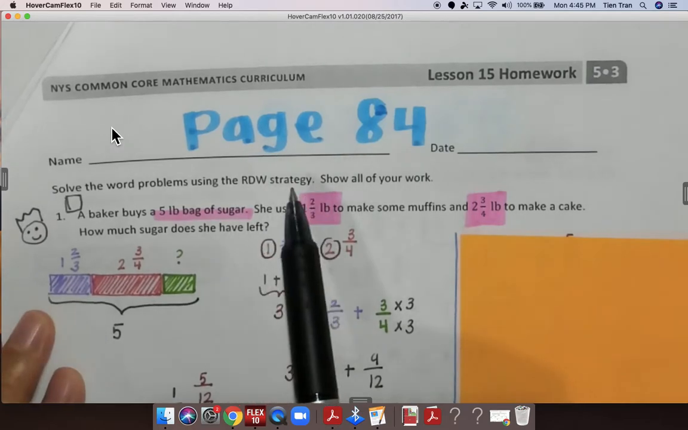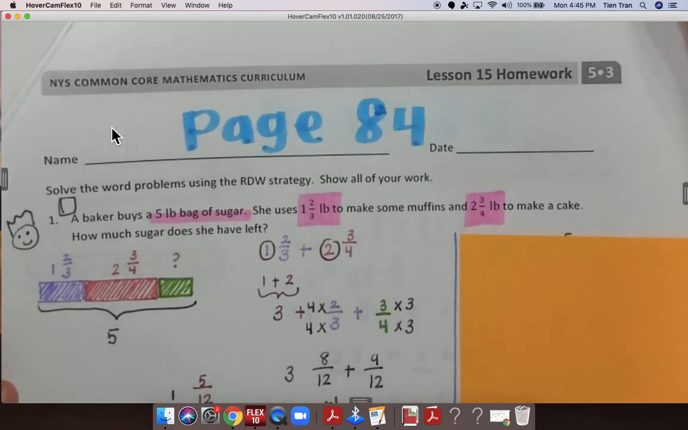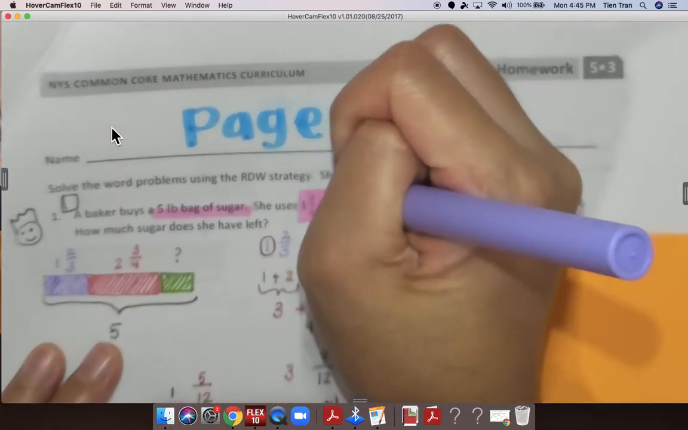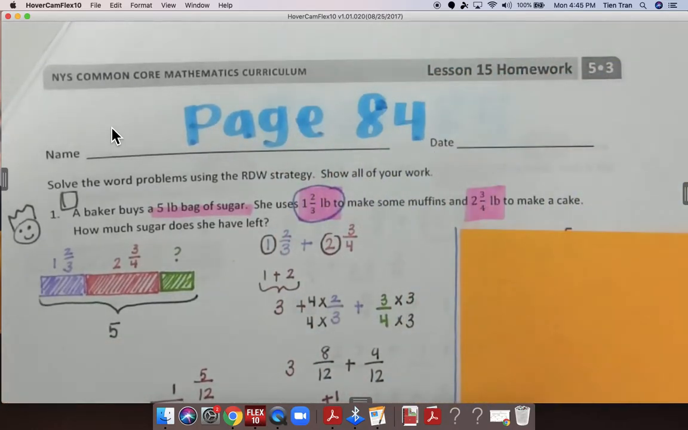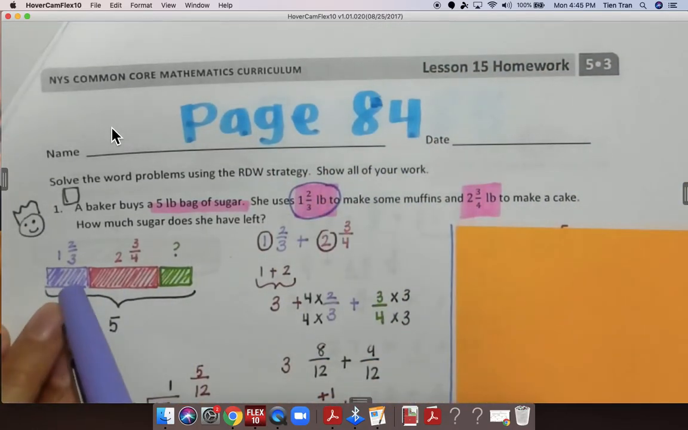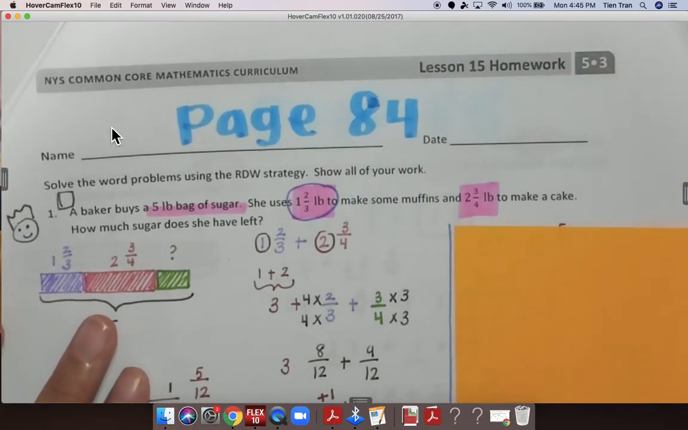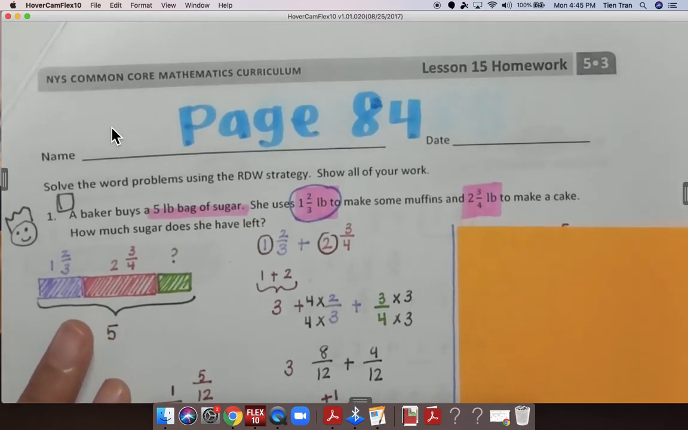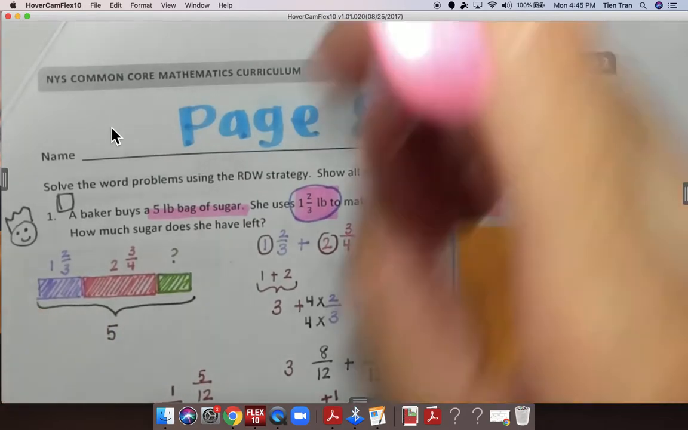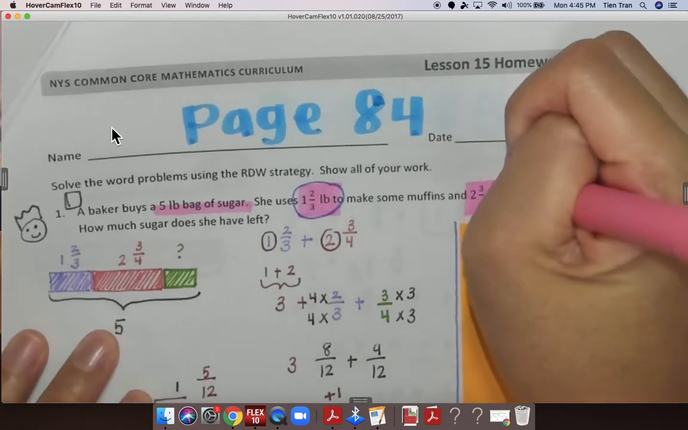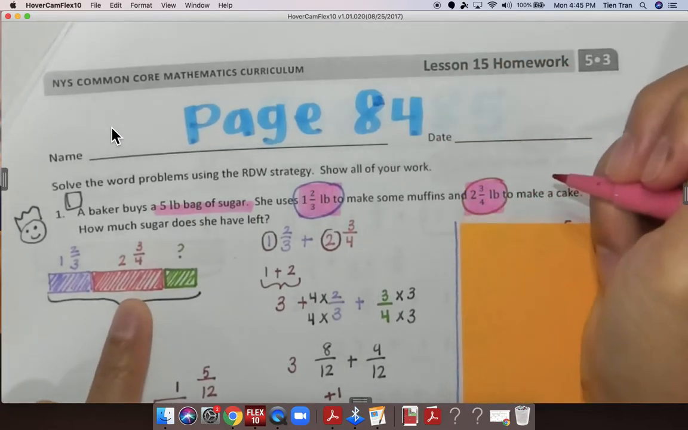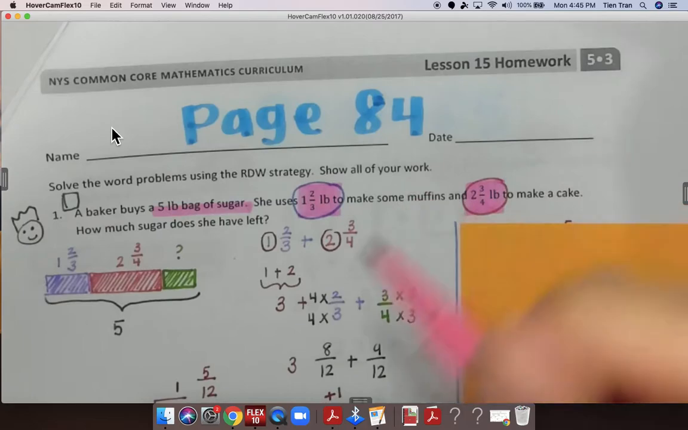So I know that she used 1 2/3 pounds to make some muffins. So that's what I wrote right here on my tape diagram, 1 2/3 pounds. And then she uses some to make her cake, which is 2 3/4 pounds. So this is 2 3/4 pounds, and I wrote it down. And then it says, how much sugar does she have left?